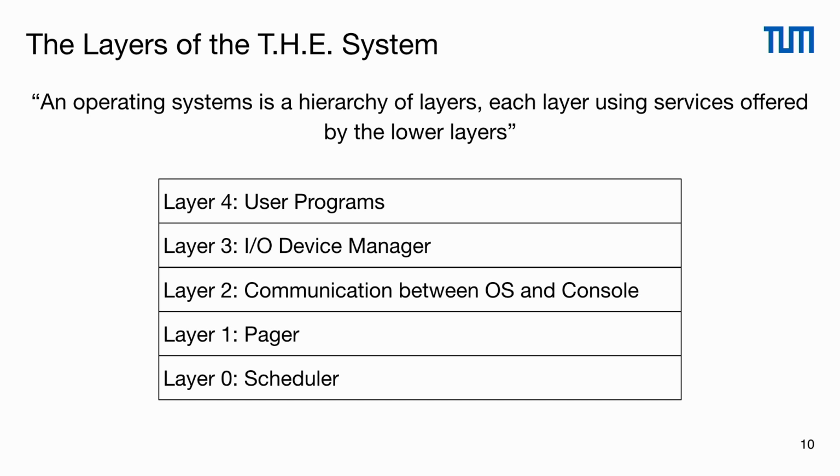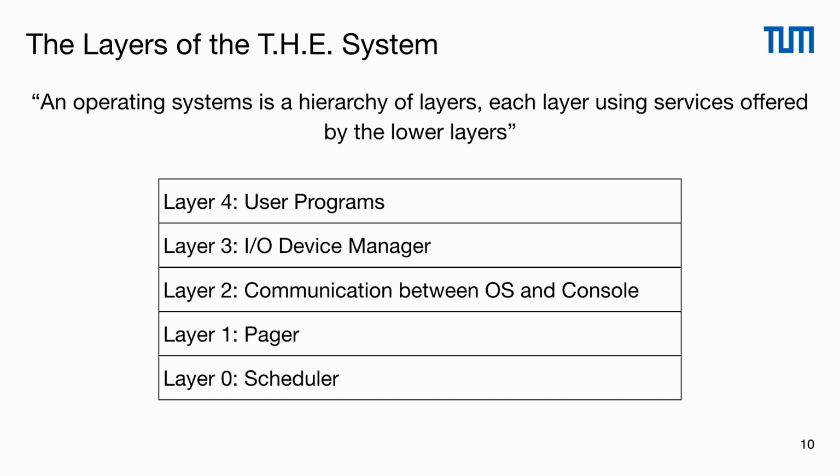Dijkstra said that an operating system is a hierarchy of layers and each layer uses services only offered by the lower layers. For the operating system, he defined 5 layers in total. Layer 0, the scheduler, is responsible for the multi-programming aspects of the operating system. So for example, it decides which processes are allocated to the CPU. Layer 1, the pager, is concerned with allocating the memory to processes.